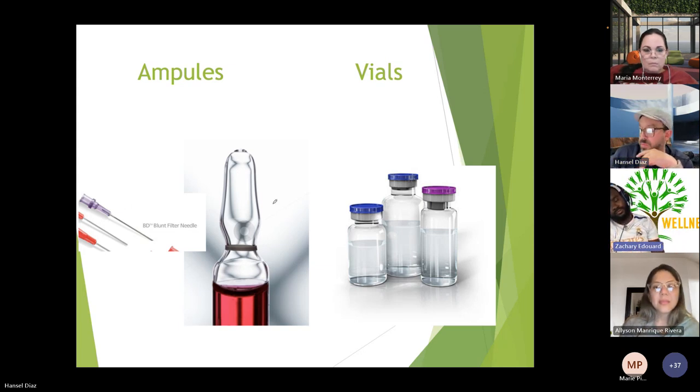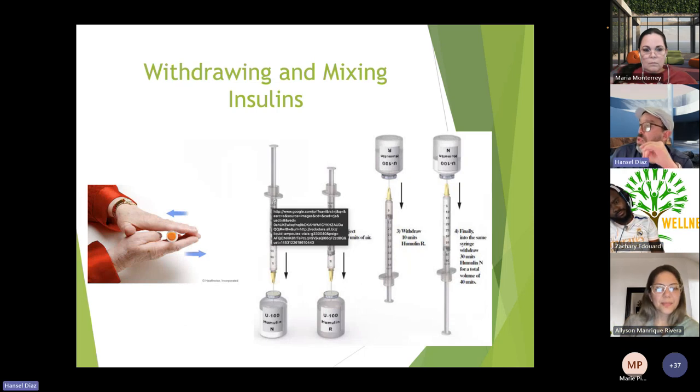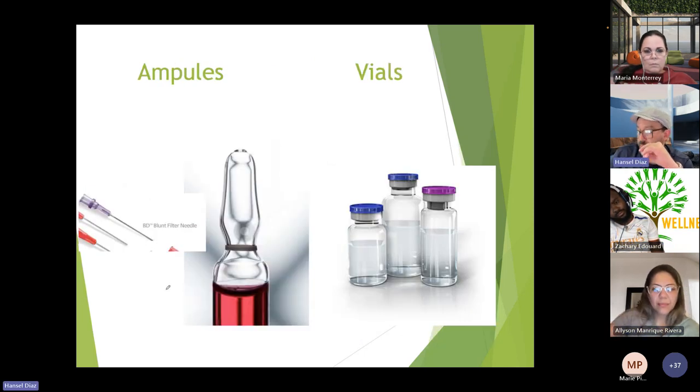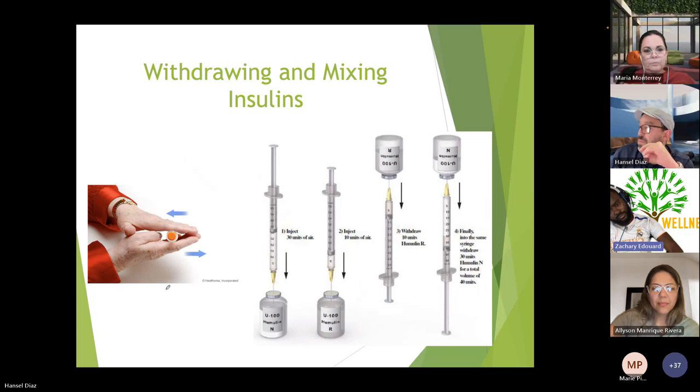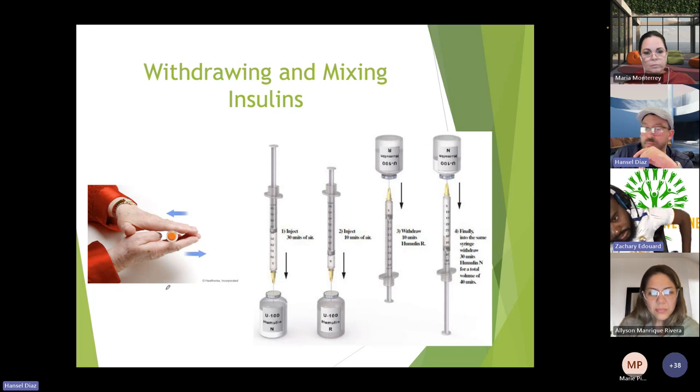Withdrawal, and I'm mixing insulin. Inject 30 units of air, get it out. First the N and then the R, right?